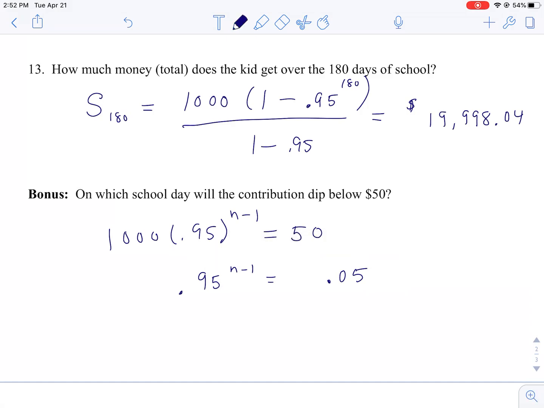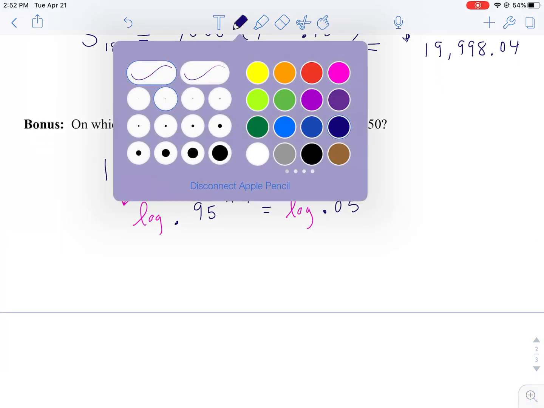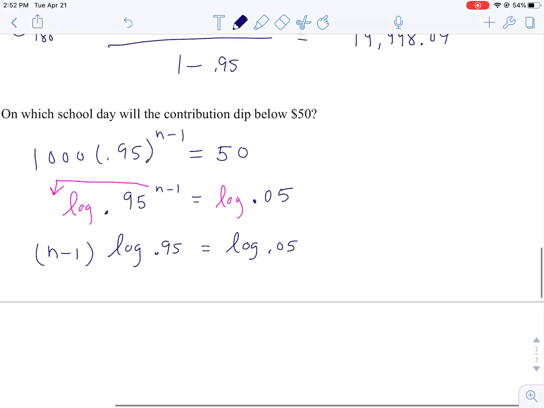And guess what? We have an exponential. I got to get rid of it. This goes back a little ways. Got to log both sides. That allows this power to come in front. And finally, I'm rewriting this: n minus 1 times the log of 0.95 is equal to the log of 0.05, right?